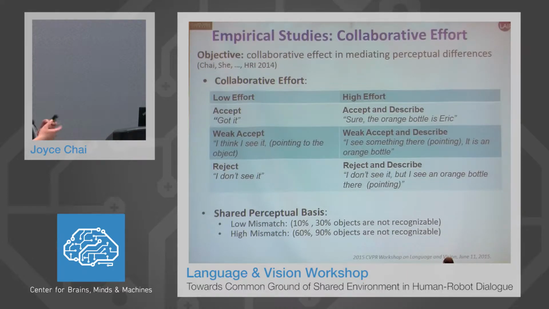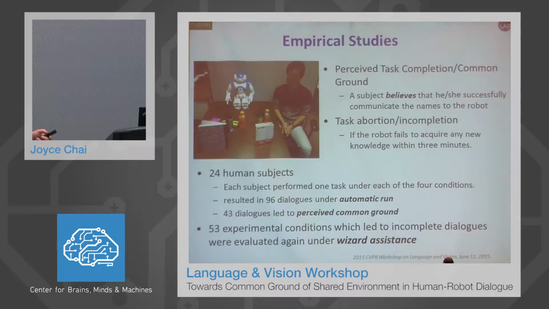And as we're interested in mismatched perception, we also manipulated two levels of perceptual basis. One is the low mismatch, which means that most of the objects can be recognized by the robot, so there is a low mismatch between the human and the robot. A high mismatch means that the majority of objects cannot be correctly recognized by the robot. So we have the subjects come in, with the setup like this. It's a 2x2 factorial design, resulting in 4 conditions, and each subject will perform 1 condition.